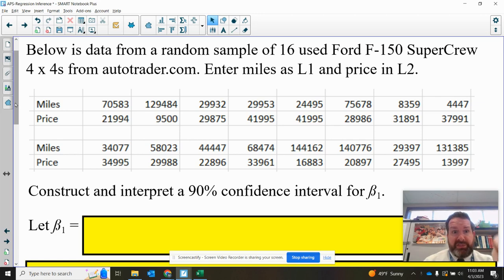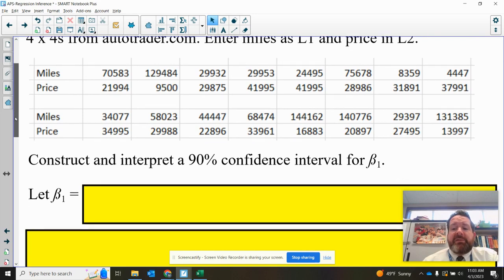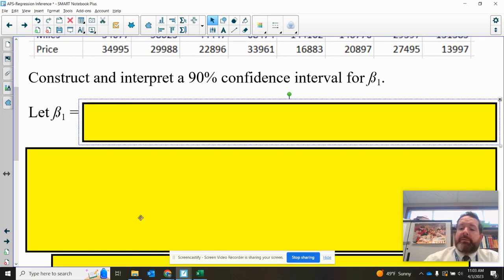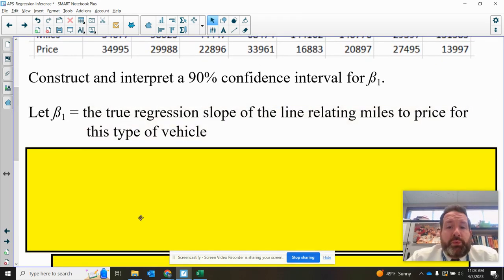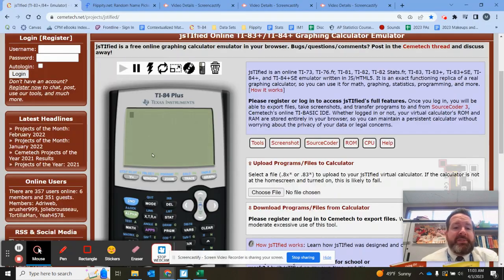Okay, I hope you have paused and put your lists in. Here we go. Let's construct and interpret a 90% confidence interval for B1. Define your parameter. That in this case is the population regression slope for all possible price and mileage combinations for this particular type of vehicle. We don't know that because we don't have all the information for all the cars. That's why we're estimating it. We have conditions to check. Let's run through our LINER steps.